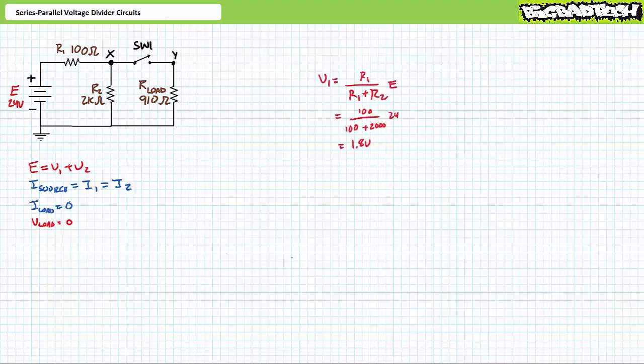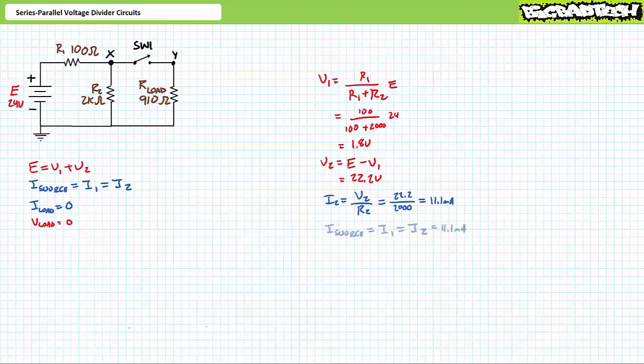An application of the voltage divider rule demonstrates that V1 is 1.8 volts. An algebraic manipulation of the Kirchhoff's voltage law equation demonstrates that V2 is the remaining 22.2 volts. An application of Ohm's law demonstrates that I2 is 11.1 milliamperes. While in the open state, I source equals I1, which equals I2, and they all equal 11.1 milliamperes.